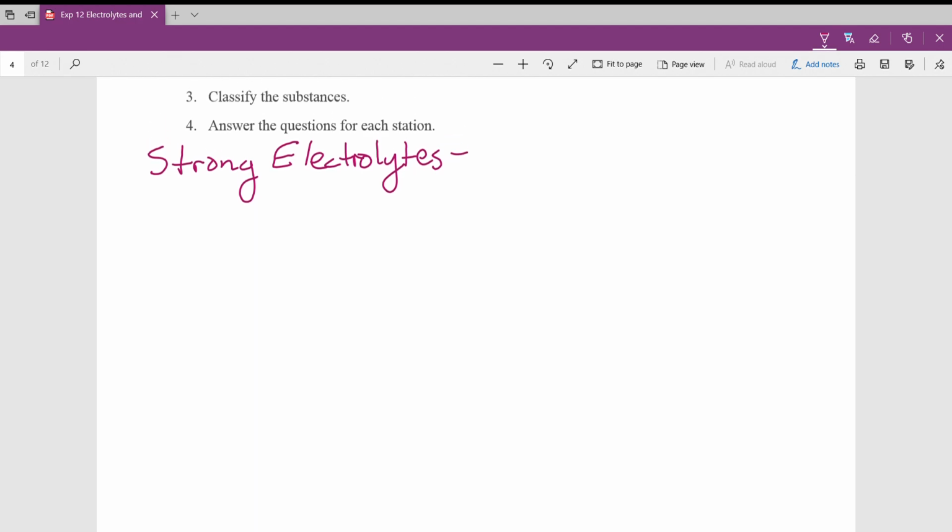Anyway, strong electrolytes. These conduct electricity strongly. Or we could say they're good conductors. Doesn't really matter how you want to say it. But something maybe I should back up and mention, pure water will not conduct electricity, okay? If you have 100% pure water, and that's maybe kind of important for this lab, it will not conduct electricity because it's a molecular compound.